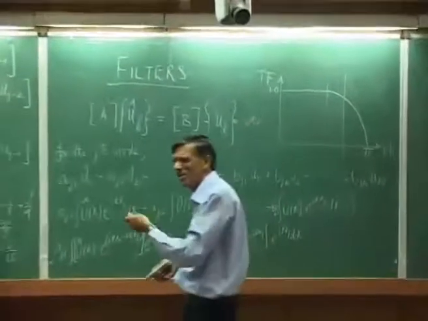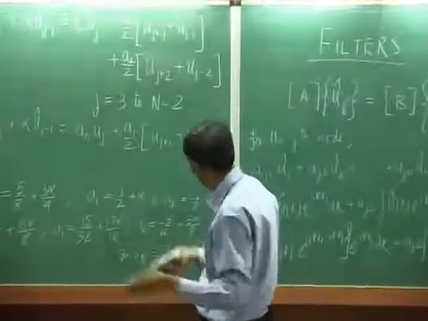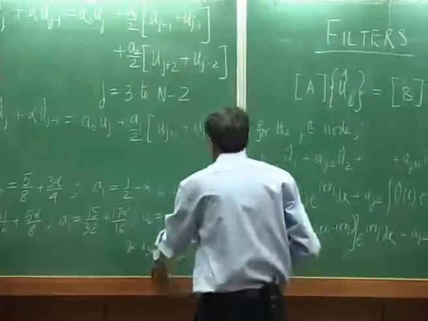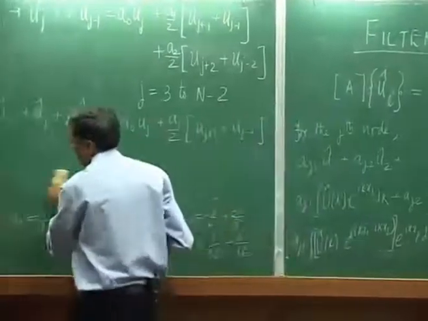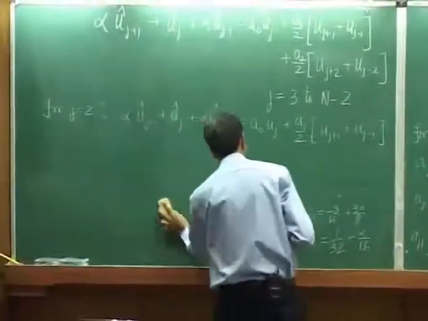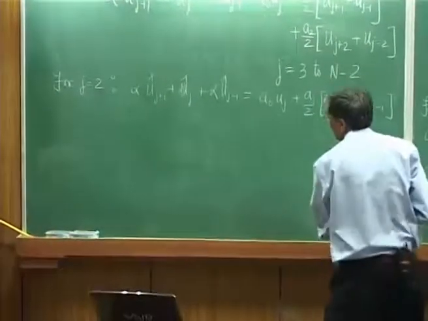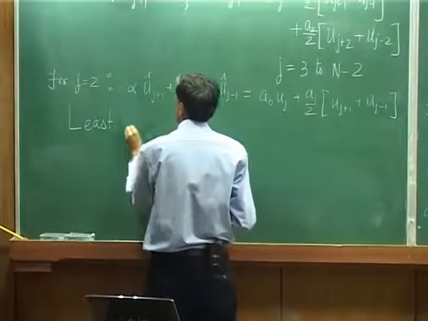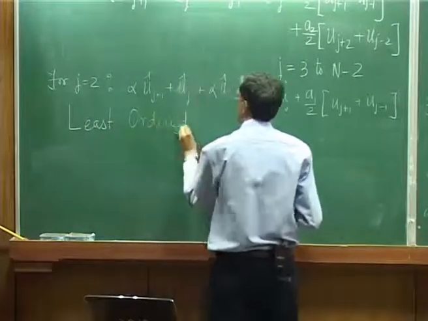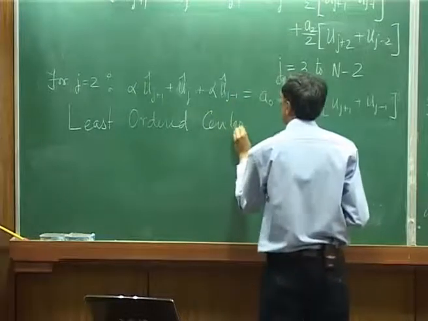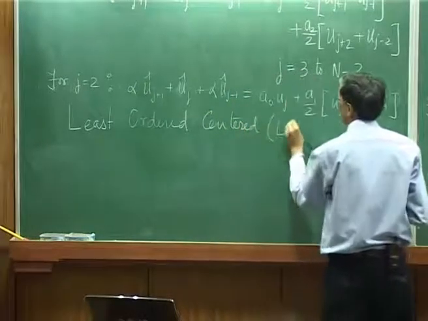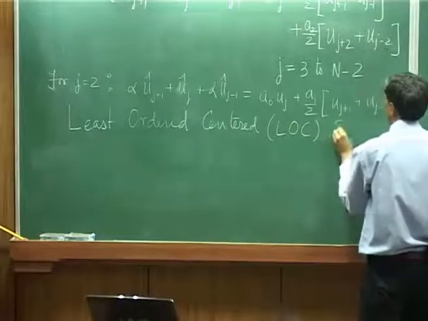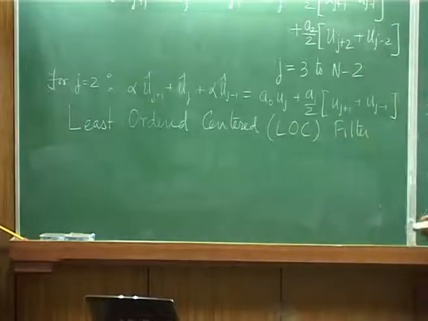And what is it called, Yogesh? Lowest order compact, is it? People have all kinds of mouth filling names for it. So, this is what is called the least order compact, LOC filter, this is what they call. So, you keep on having always everywhere the central stencil.